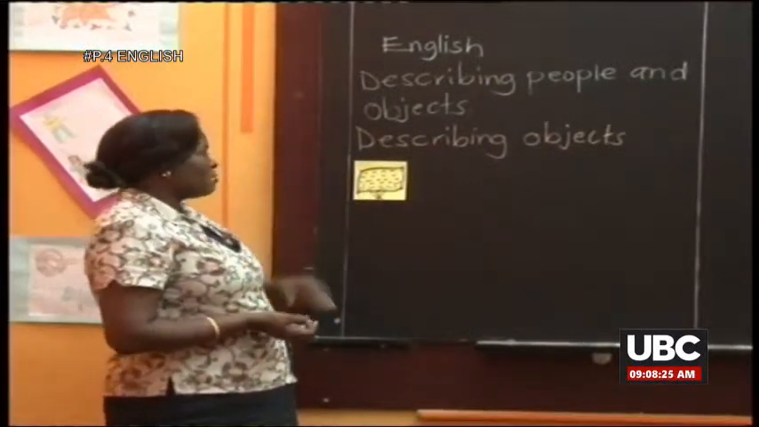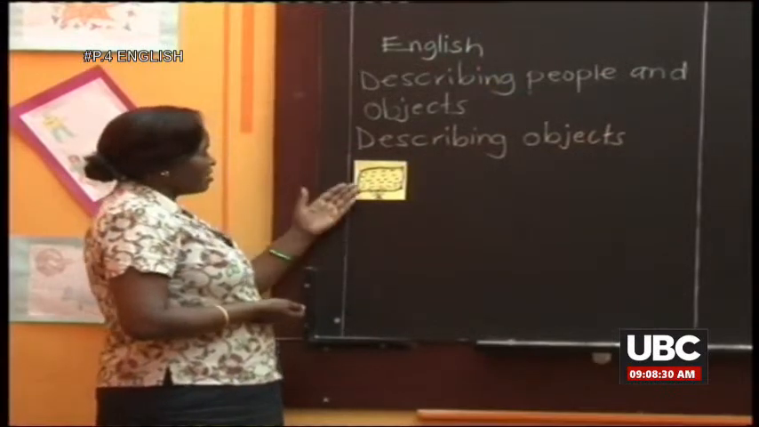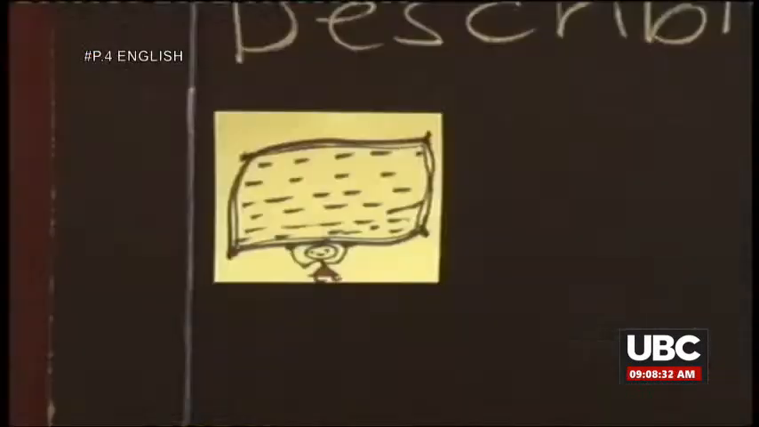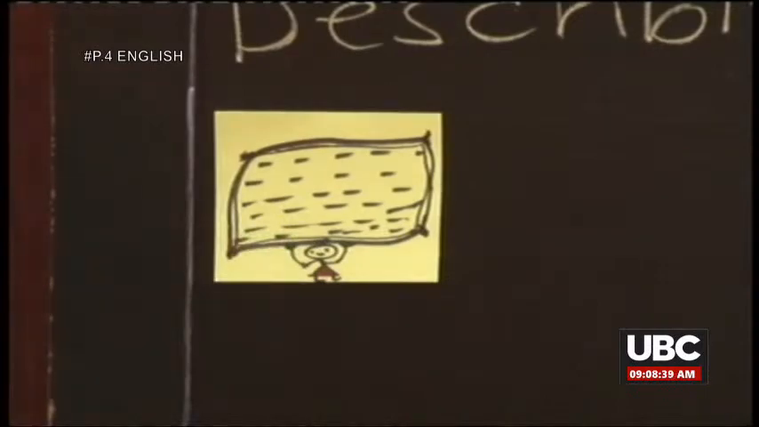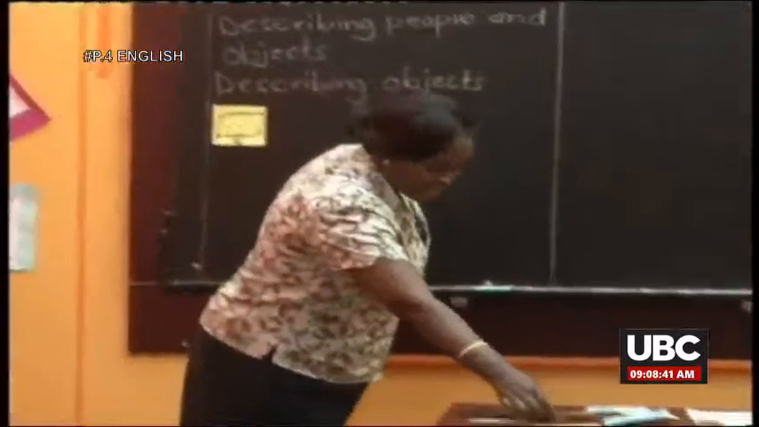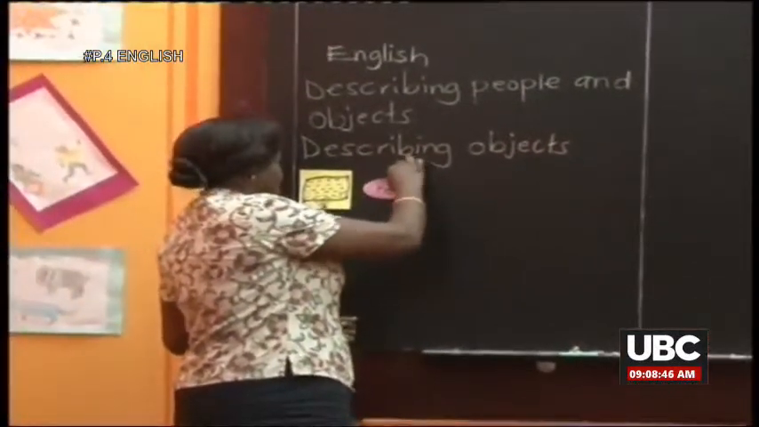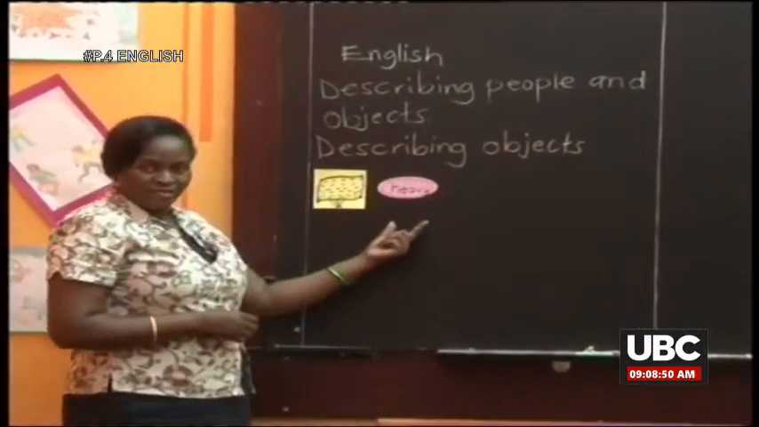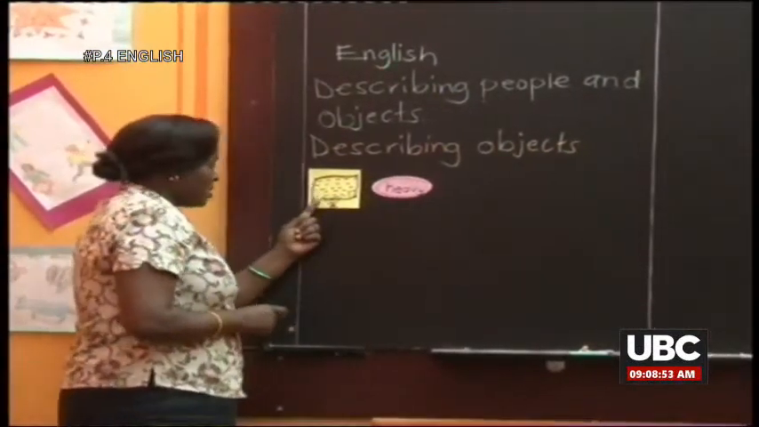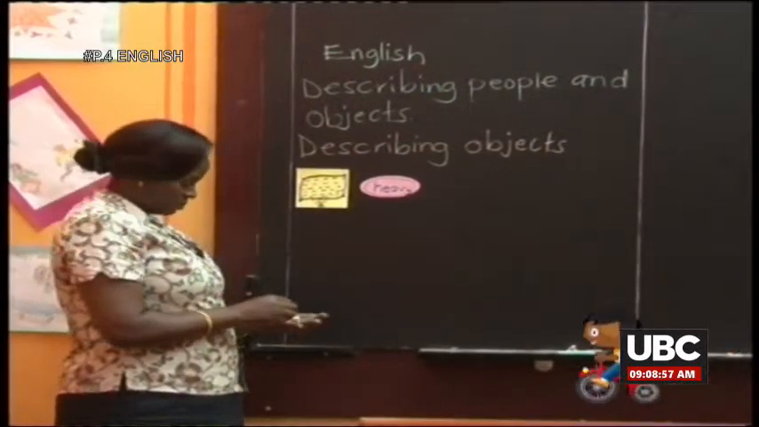We can see a young girl down here carrying something on the head, and we are calling this one a sack. So if I want to describe this sack, I'll call it a heavy sack. I am describing, following the size, it's a heavy sack. We are describing the object, the sack, which is heavy.